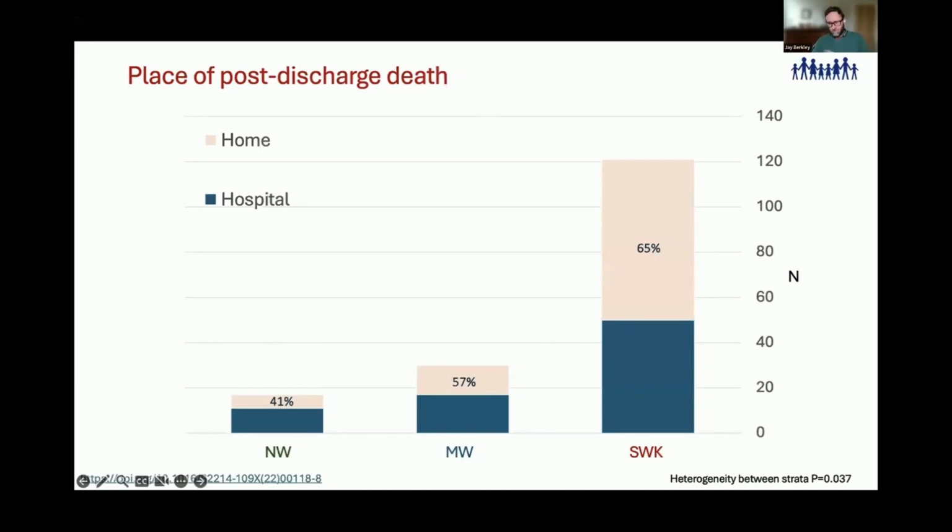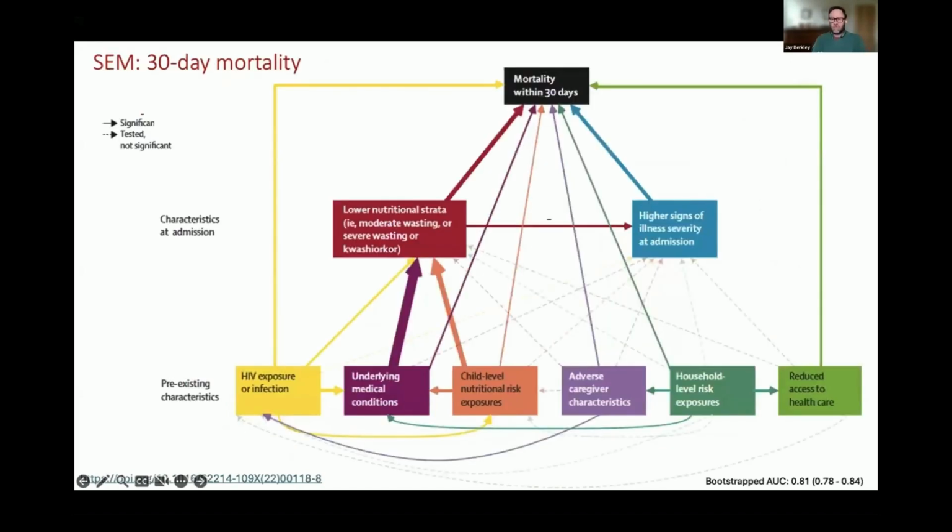So, coming back to that UNICEF framework, we developed a mathematical model, a structural equation model, where we looked at those underlying factors, and we looked at nutritional status, signs of severity of illness, and mortality. And we did different models. This is the model for mortality within 30 days of admission. We also did one for within 180 days of discharge. And what we see is that when we measure the nutrition status, we're also measuring a lot of underlying factors. And I don't think that's very surprising.